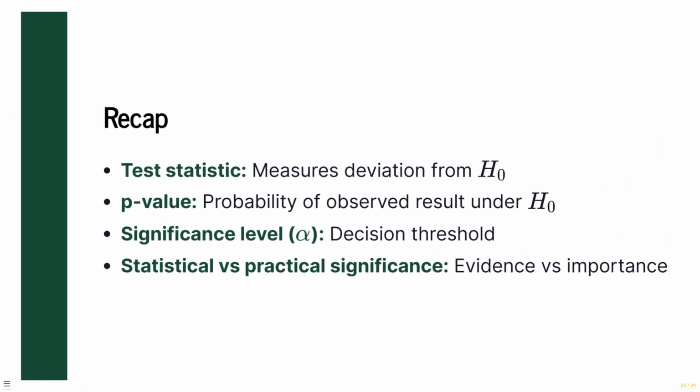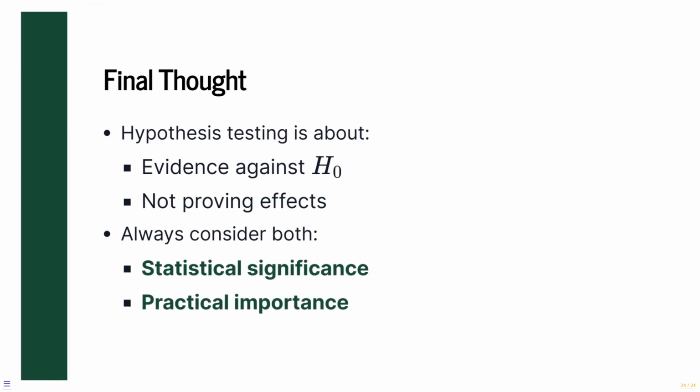To recap, a test statistic measures how far the data are from the null hypothesis. The p-value tells us how unlikely the data are under the null, and the significance level determines our decision rule. Finally, remember that hypothesis testing is about evaluating evidence, not proving something is true. We should always consider both statistical significance and practical importance when interpreting results.